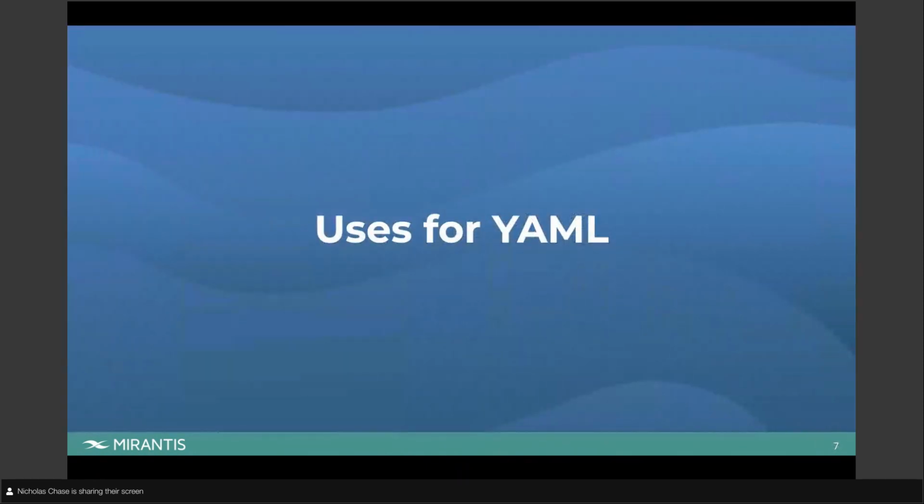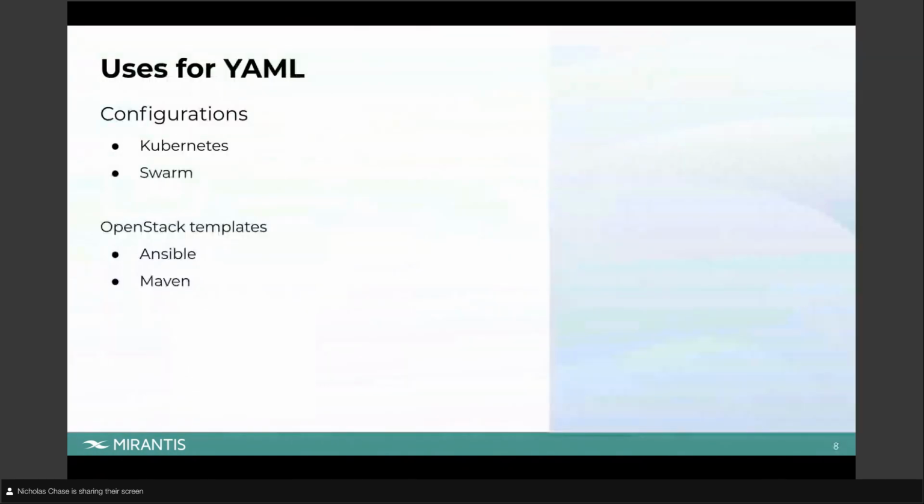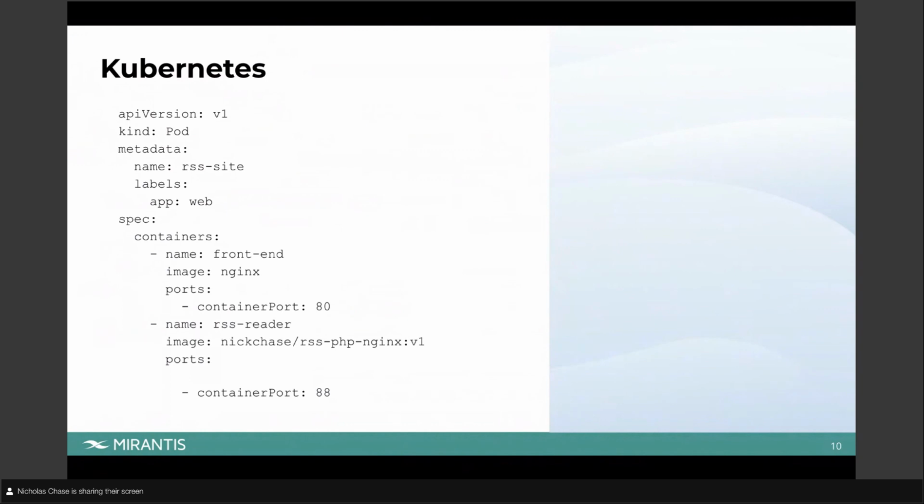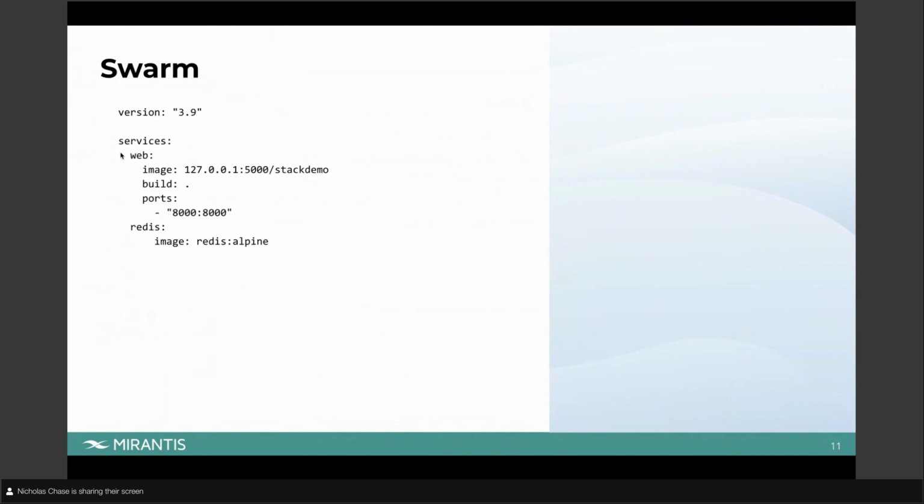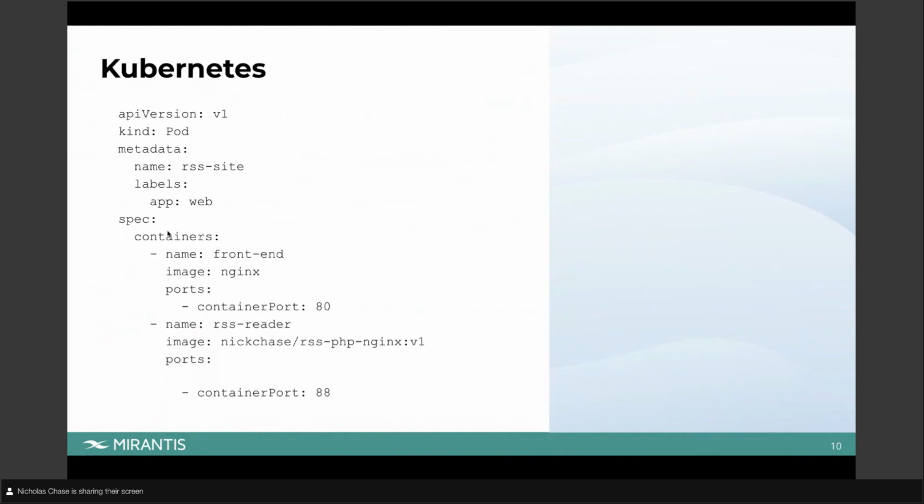All right, so let's look at the different uses for YAML. As I said before, configurations, templates, and so on. So for example, in Kubernetes, we use YAML for defining things like pods. So a pod is a unit of workload that Kubernetes orchestrates. Okay, Swarm, you could see here, totally different, even though they are both talking about orchestrating containers.